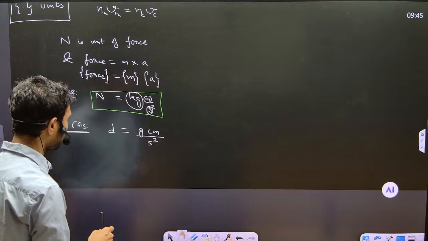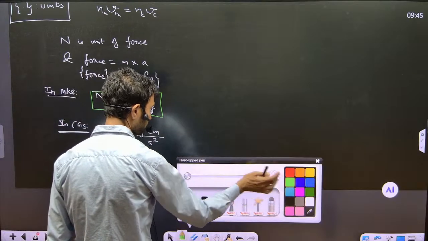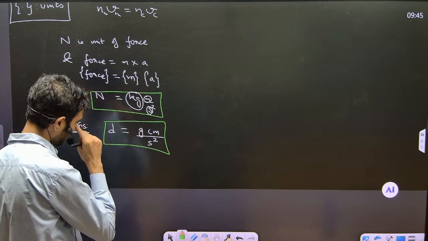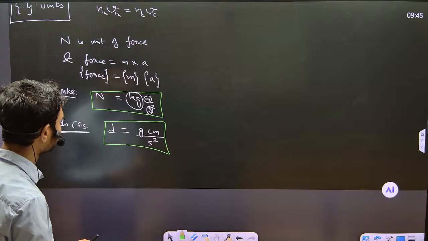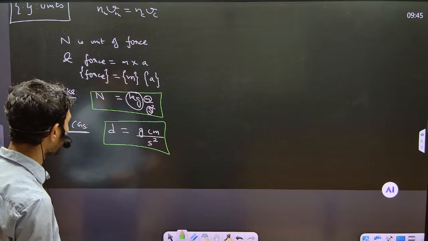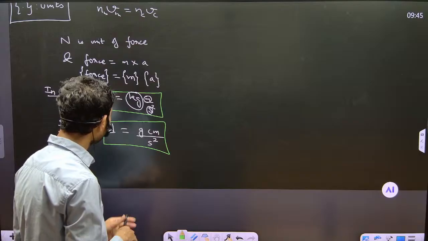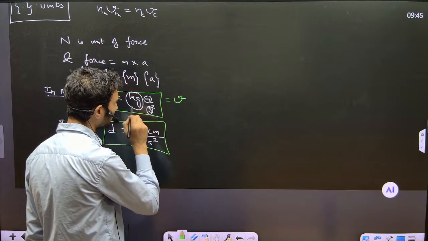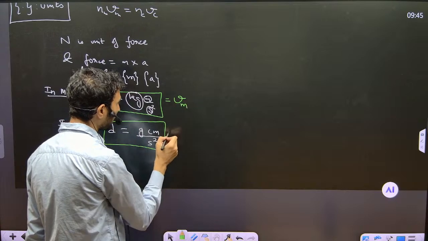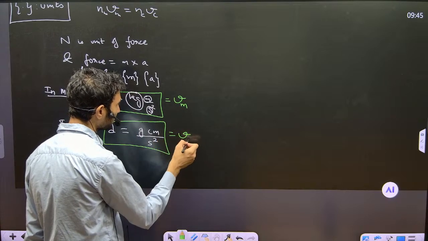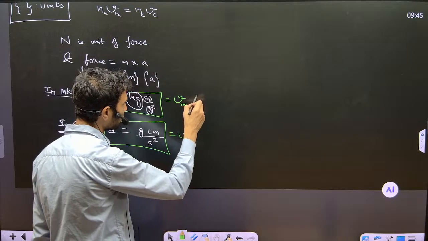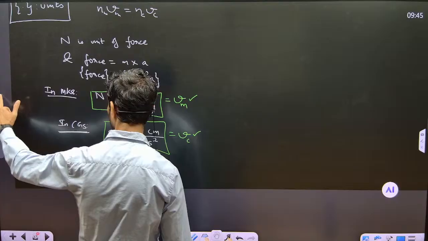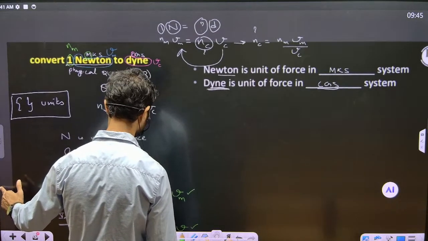Right. So Newton is done. Dyne is done. And what is Newton after all? It is the unit written in which system? In the MK system. And this is the unit written in CGS system. So we got UC also. Both we have got. Right.